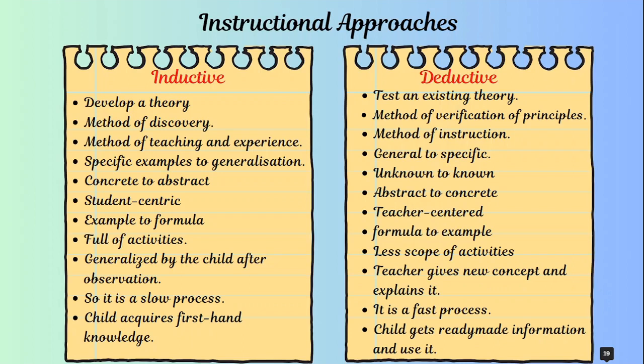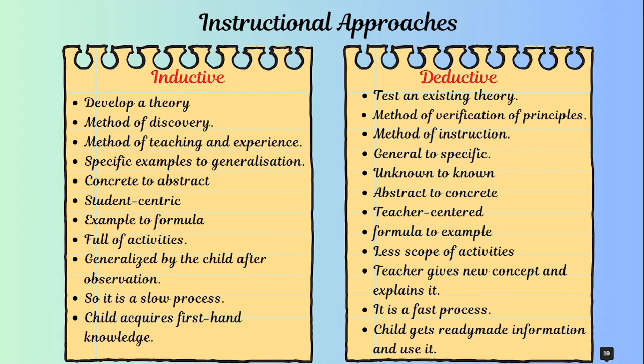Correct. Inductive method gives certain specific examples, and by learning and understanding those examples, children come to a generalization of that thing. And in the deductive method, a teacher gives a general idea about something, and then after verifying those ideas and principles, a student comes to a specific conclusion. Then the inductive method goes from concrete to abstract, but the deductive method is abstract to concrete, just the opposite.